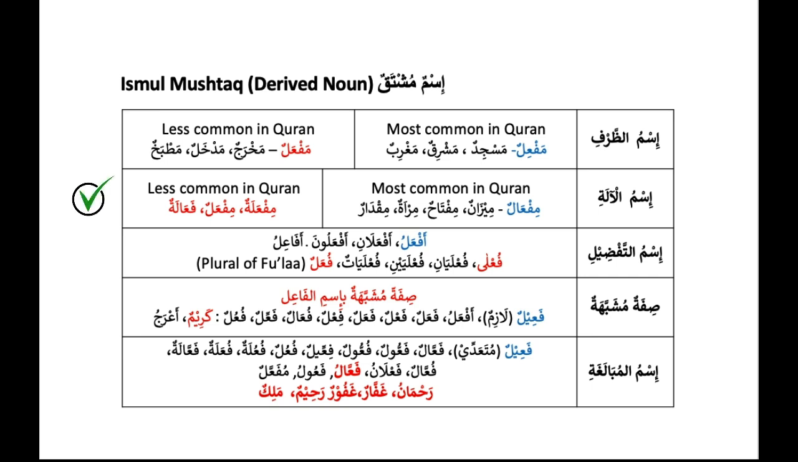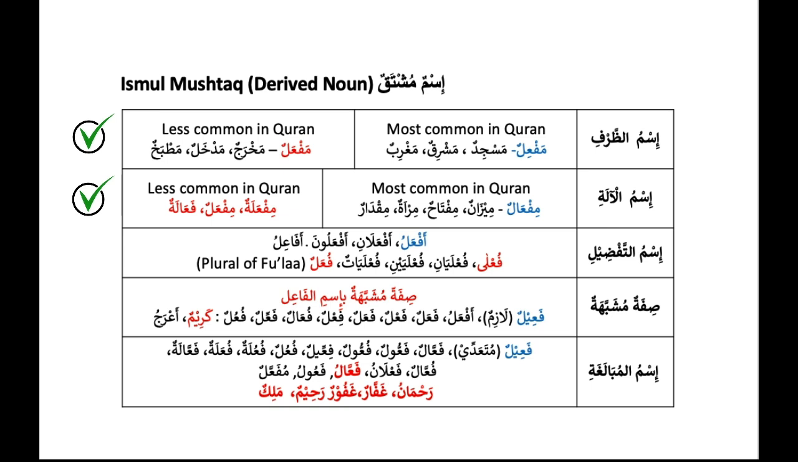Ismul ala. Most common pattern is mif'alun. And examples are mizanun, miftahun, mir'atun, miqdarun. Please look at the patterns of Ismul Zarf and Ismul Ala. Both of them start with mim.